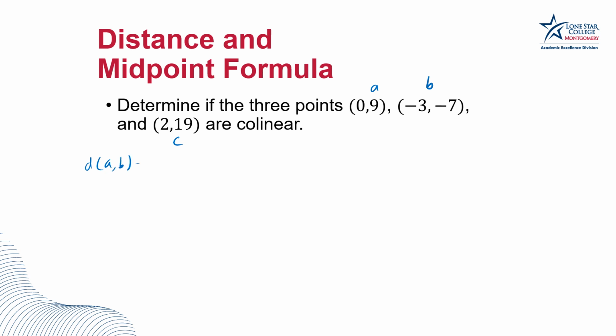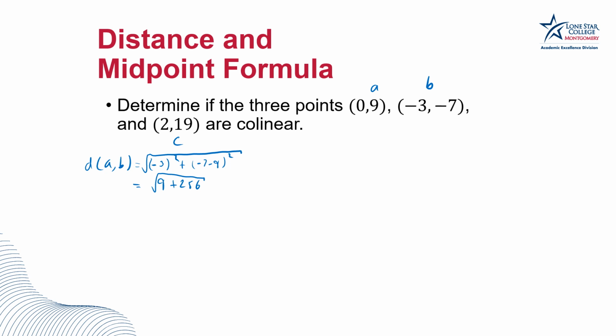So applying the formula, we have x2 minus x1, so negative 3 minus 0, so we know it's going to be just negative 3 squared, plus y2 minus y1, so it's going to be negative 7 minus 9 squared. And that's all in the square root. So we know that negative 3 squared gives us positive 9. Negative 7 minus 9 is actually negative 16. And if you were to square that, using your calculator, you get 256.